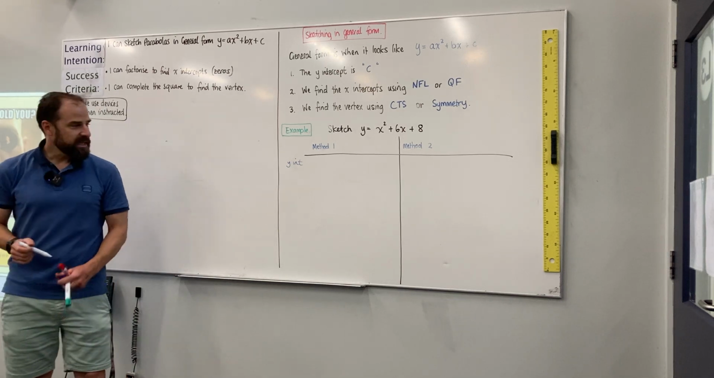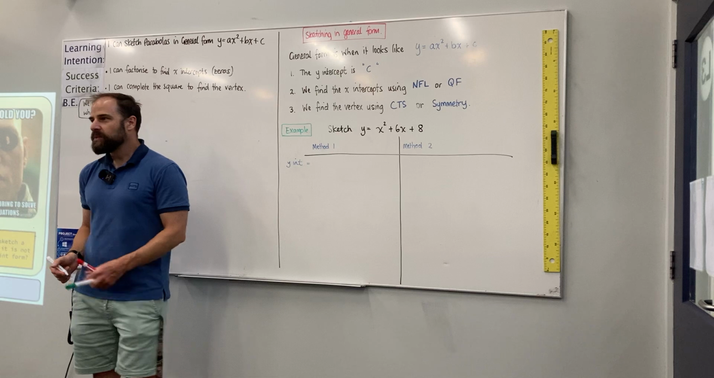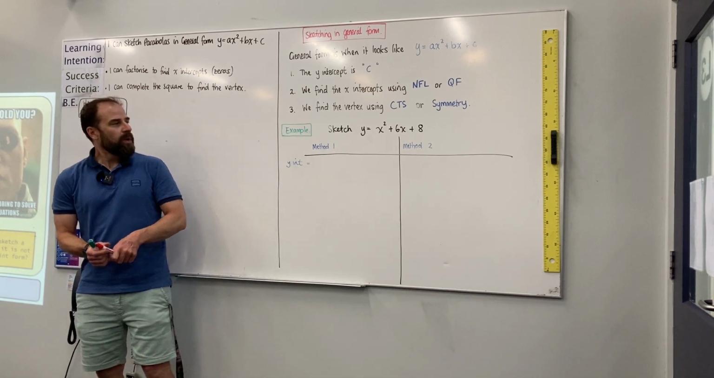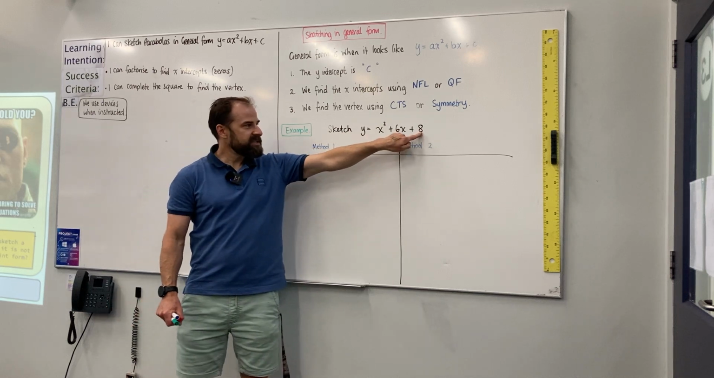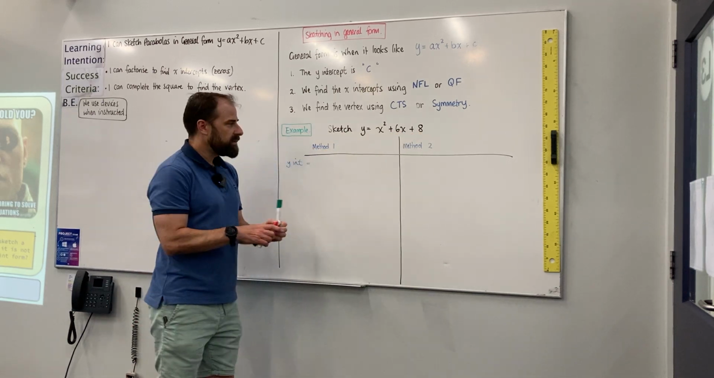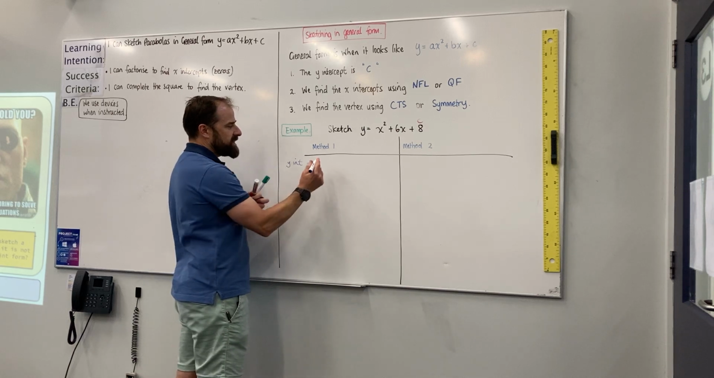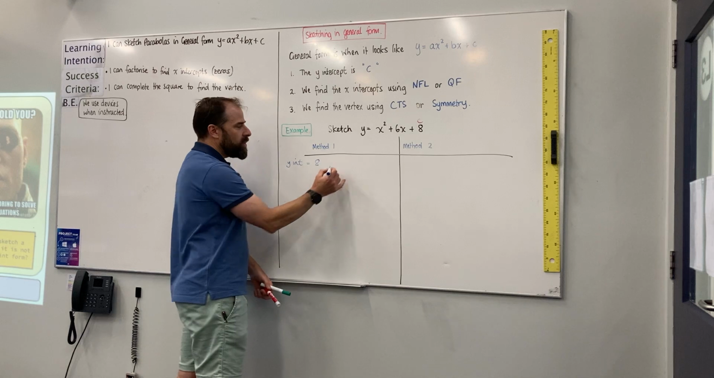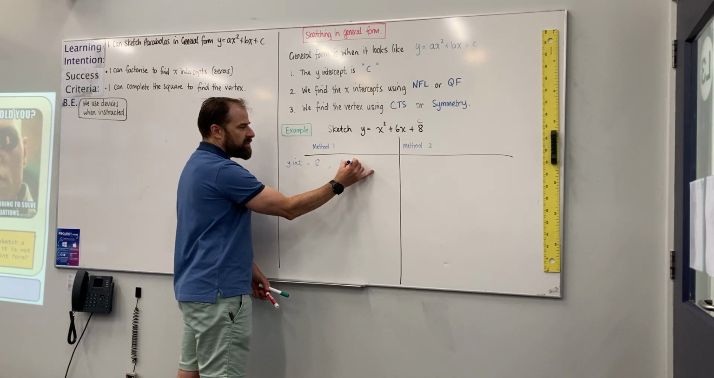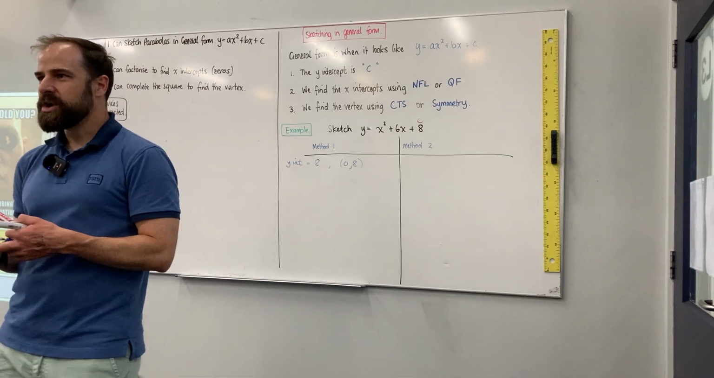No. That's okay? Okay, the first method for finding the y-intercept is really, really easy. When we are in general form, the y-intercept is always the c value. So I can actually just write the y-intercept equals 8. And I can put that as a coordinate, x is 0, y is 8. So if I'm in general form, don't expect you to do any working out.